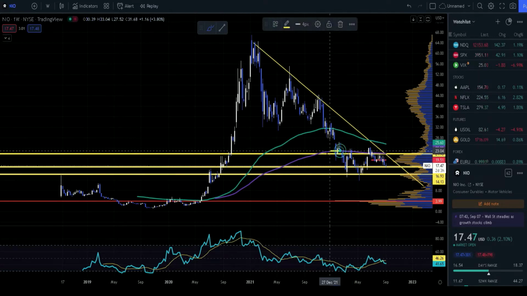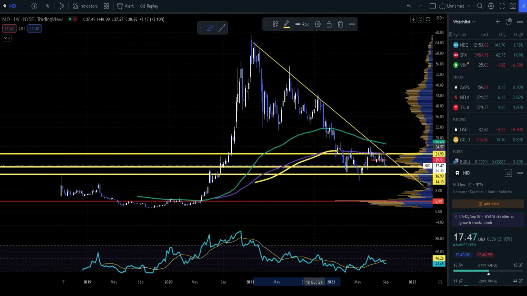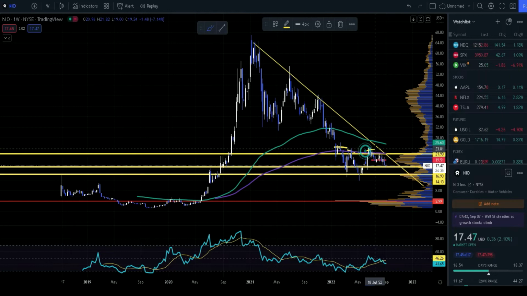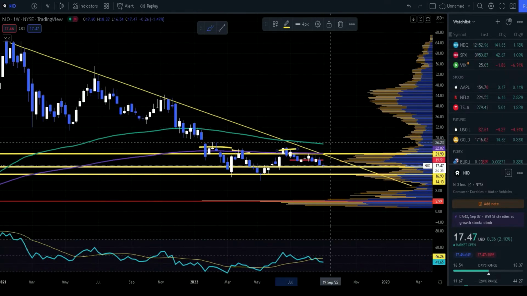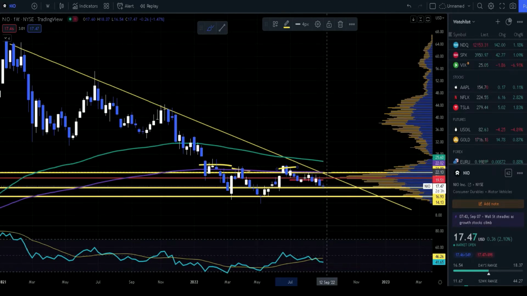As you can see, we have the purple line showing the 100 moving average. We saw rejection from here three times: one over here, two, and then three. So three times rejected from this area. This is an important number to remember, $22.